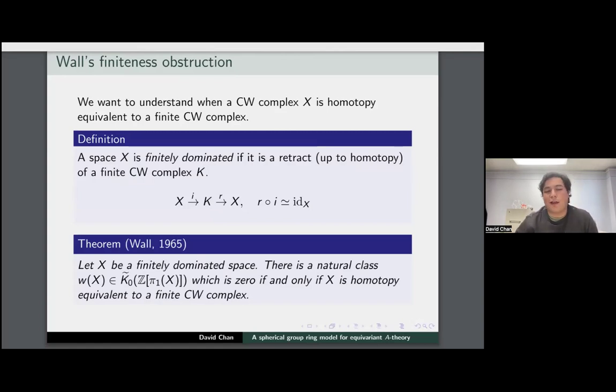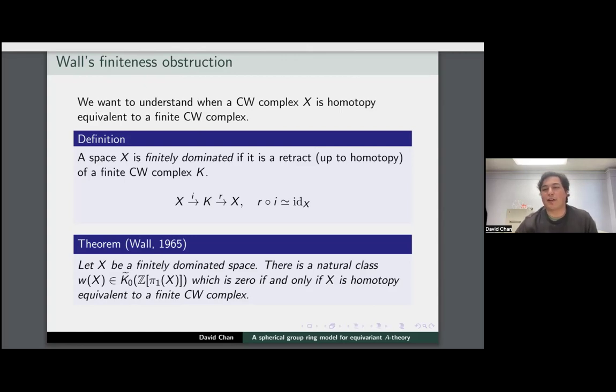The answer is no, but we know exactly how far it is from being true. So in 1965, Wall introduced this invariant. So if X is a finitely dominated space, there is this class W(X), which lives in the 0th K group of the group ring on pi1 X. And it's 0 if and only if X is homotopy equivalent to a finite CW complex.